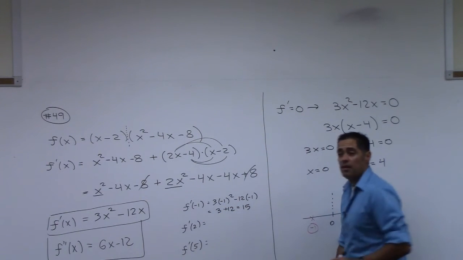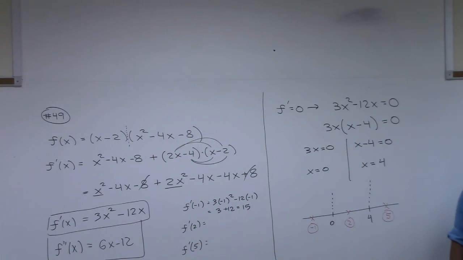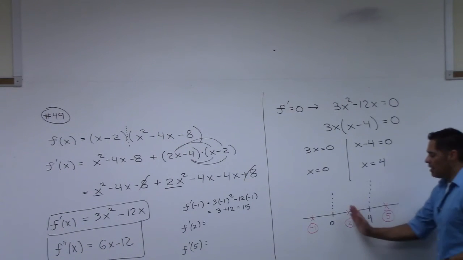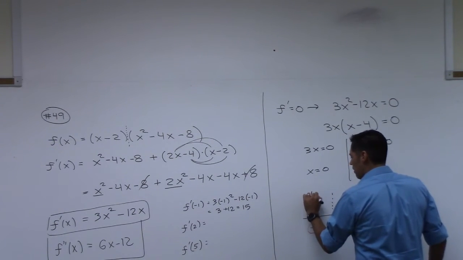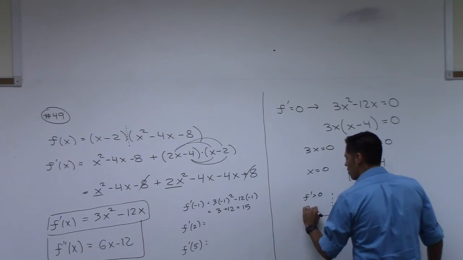I don't really even care that the number's 15. I just care that it's a positive number. And that tells me that over here, when I plugged in negative 1, the derivative was positive, which means the original function is going up.